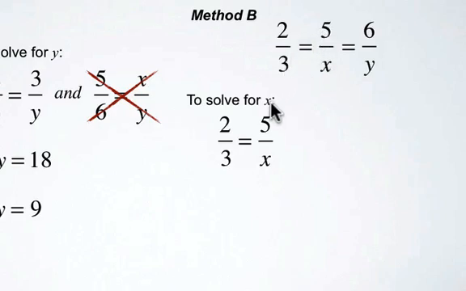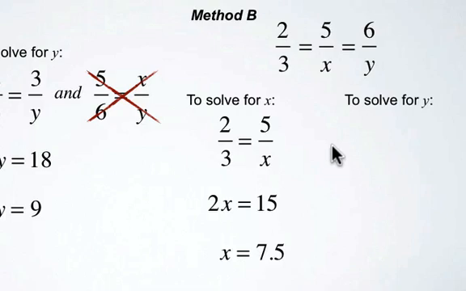And like in method A, we're going to cross-multiply here to be able to solve for the unknown value. 2 times x is 2x, 3 times 5 is 15. To get the x all by itself, we'll divide both sides by 2, giving you x equals 7.5. You can see that it's the same result that we had before, slightly different method.